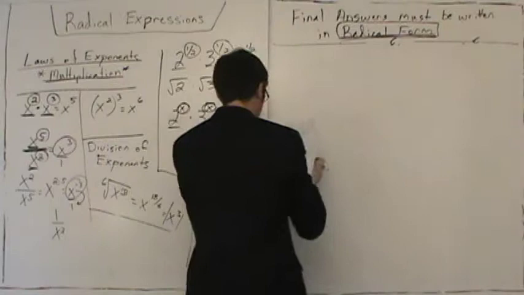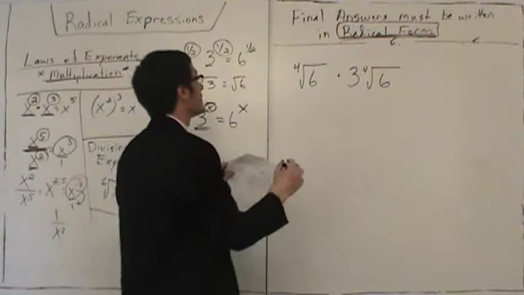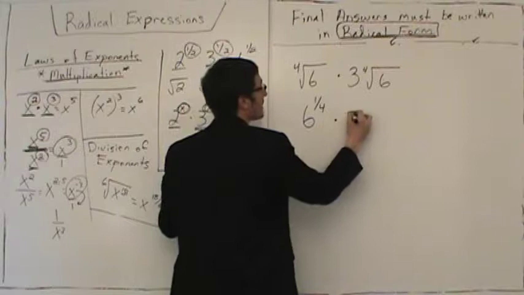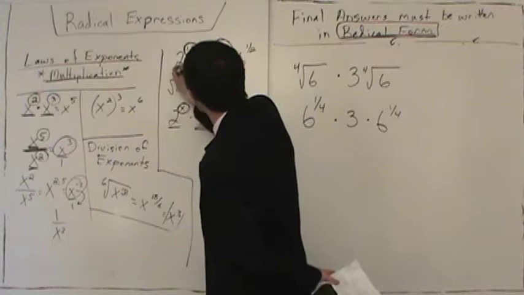Number 28 says the 4th root of 6 multiplied by 3 times the 4th root of 6. Now, there are two different exponent laws that you can use here. I want you to write this in exponential form as 6 to the 1/4 power multiplied by 3 multiplied by 6 to the 1/4 power. So we're going to convert this to exponential form. And notice, do the exponents match? Remember, if the exponents match, what can we do with our base? We can multiply the base 3 times 2 and get 6.